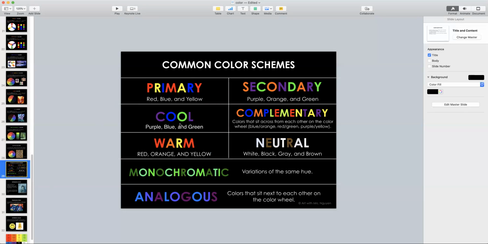So again, some common color schemes: primary, secondary, cool, complementary. Here are the groups of complementary colors for you. We have blue and orange, red and green, and purple and yellow. Then our warm colors, our neutral colors, monochromatic, and analogous.